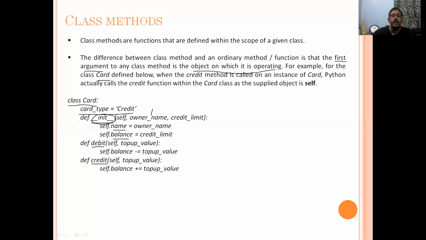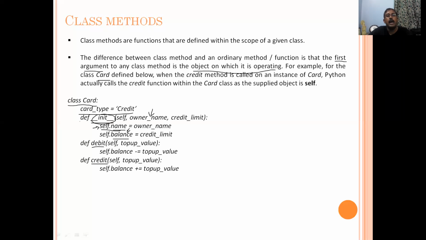So here what we are doing, we are assigning a default name, self name. That means the card will have an attribute name where the value is being set in the constructor itself, when we are creating the object. We will see how it gets created. And the balance also is being set at the beginning, when the object is getting created.